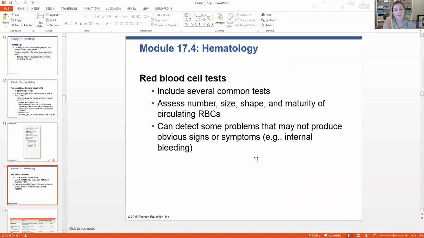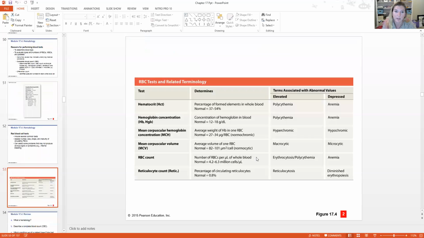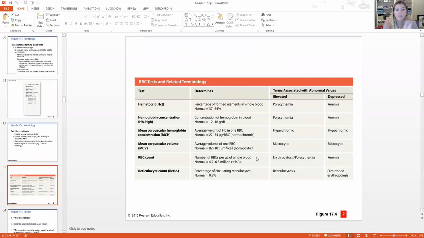Overall red blood cell tests, there's several common tests for red blood cells. The number, the size, the shape, right? They can easily diagnose by looking under the microscope and doing a little bit of chemical analysis. They can give some indices of disorders that can't just be diagnosed through very obvious symptoms, like internal bleeding, for example. So these are the different types of tests that can be done and the overall basic diagnosis that can come about because of elevated or depressed levels of those numbers.